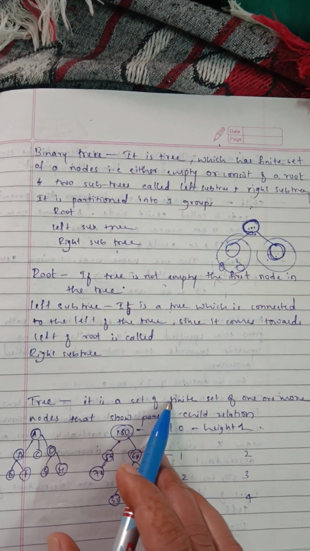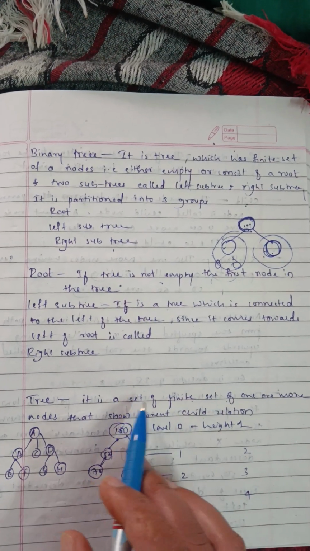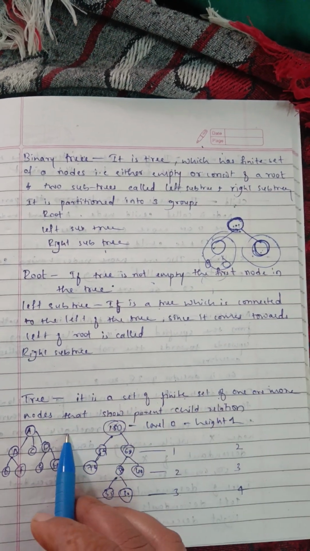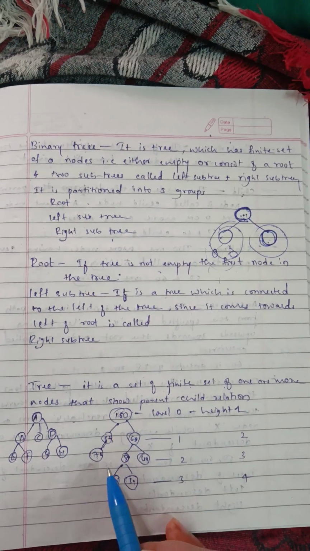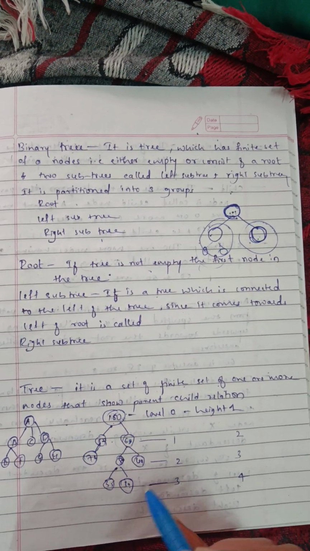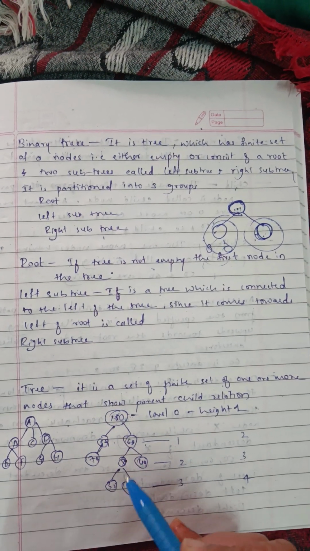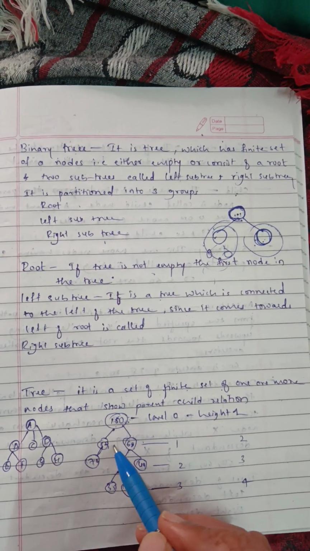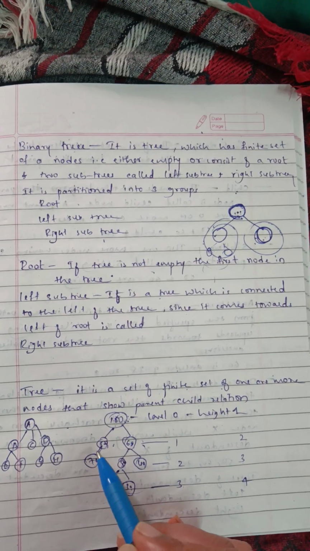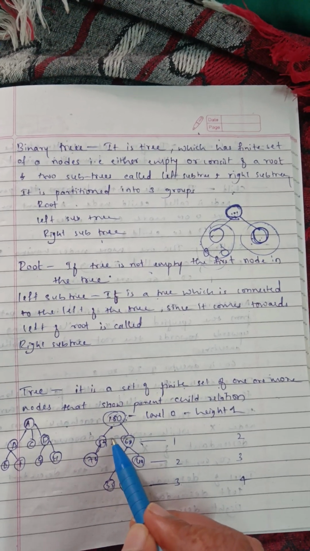A tree is a finite set of one or more nodes that show a parent-child relationship. See, a tree is a finite set. This is a node, this is a node, these are all nodes, right? The tree is a finite set of one or more nodes. Here it is a root node, it is a left and it is a right, and this becomes the left subtree, and this one becomes the right subtree.